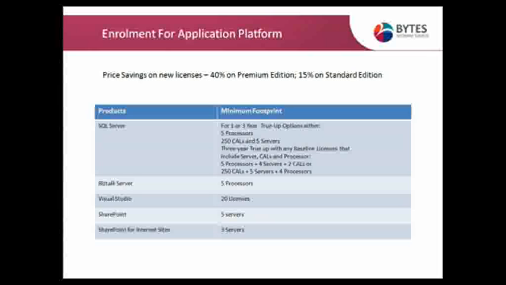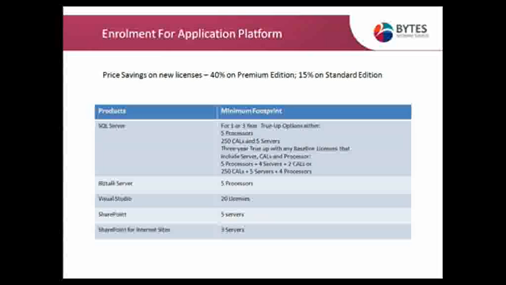BizTalk Server, very simply, is licensed, and always licensed, on a per processor basis, and you'll need 5 processors in order to qualify for this particular contract. Visual Studio, you'll need 20 licenses of the Visual Studio suite. Visual Studio obviously comes with the MSDN subscription as well, because of that mandatory requirement to include software assurance under the contract. SharePoint very simply has 5 server licenses, or indeed if you're using SharePoint for external purposes, then SharePoint for Internet Sites, there's a requirement for 3 server licenses under the agreement.